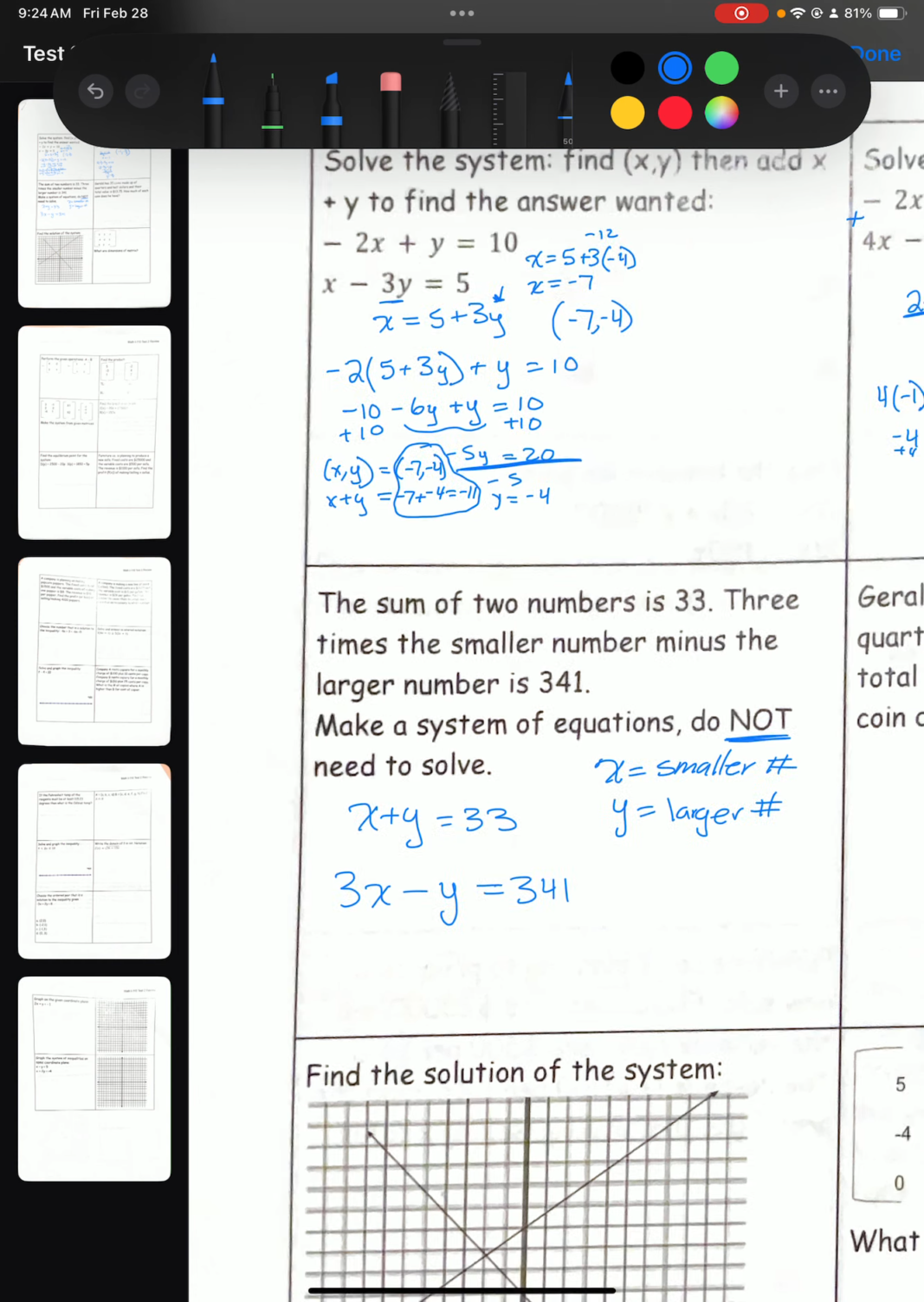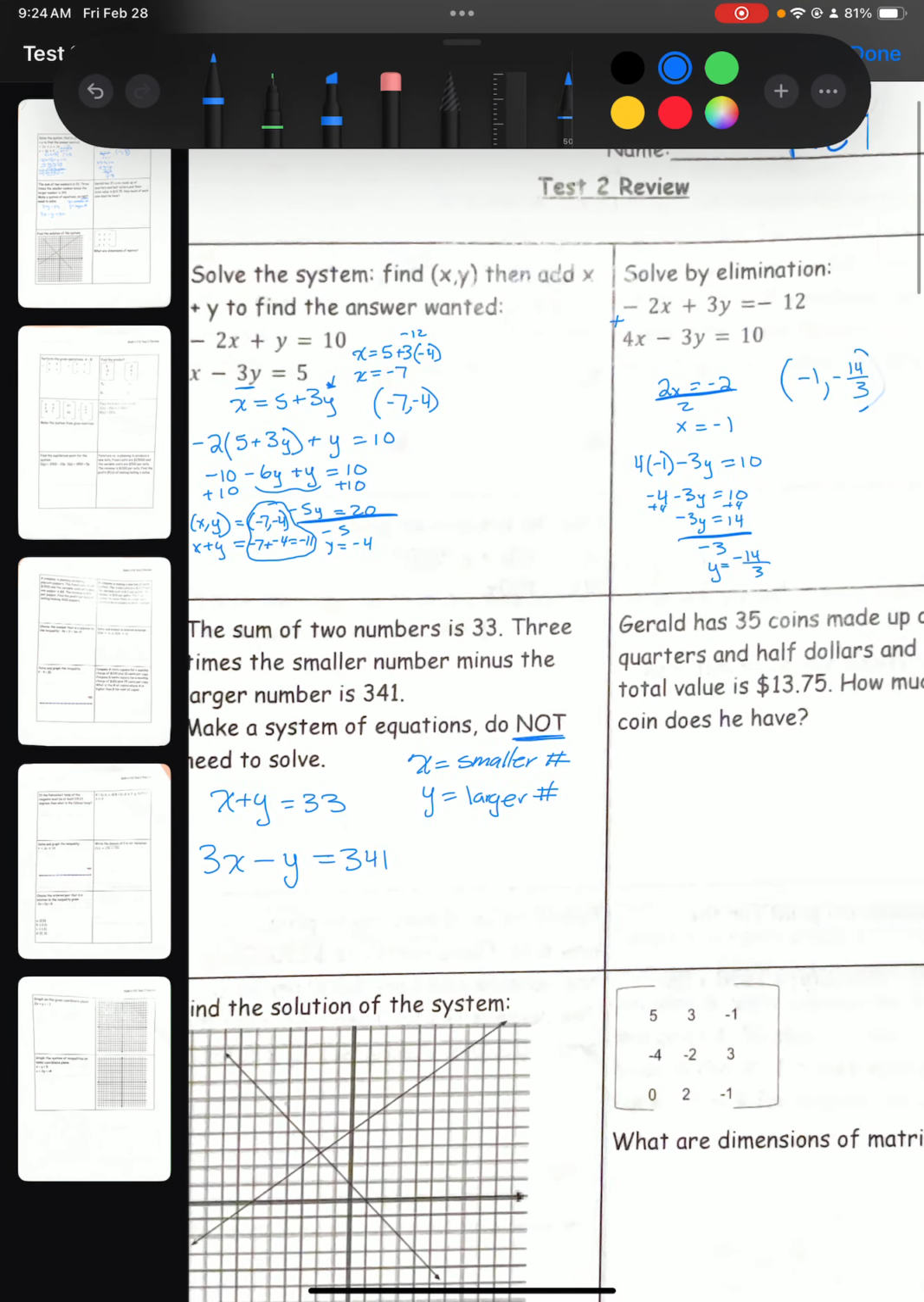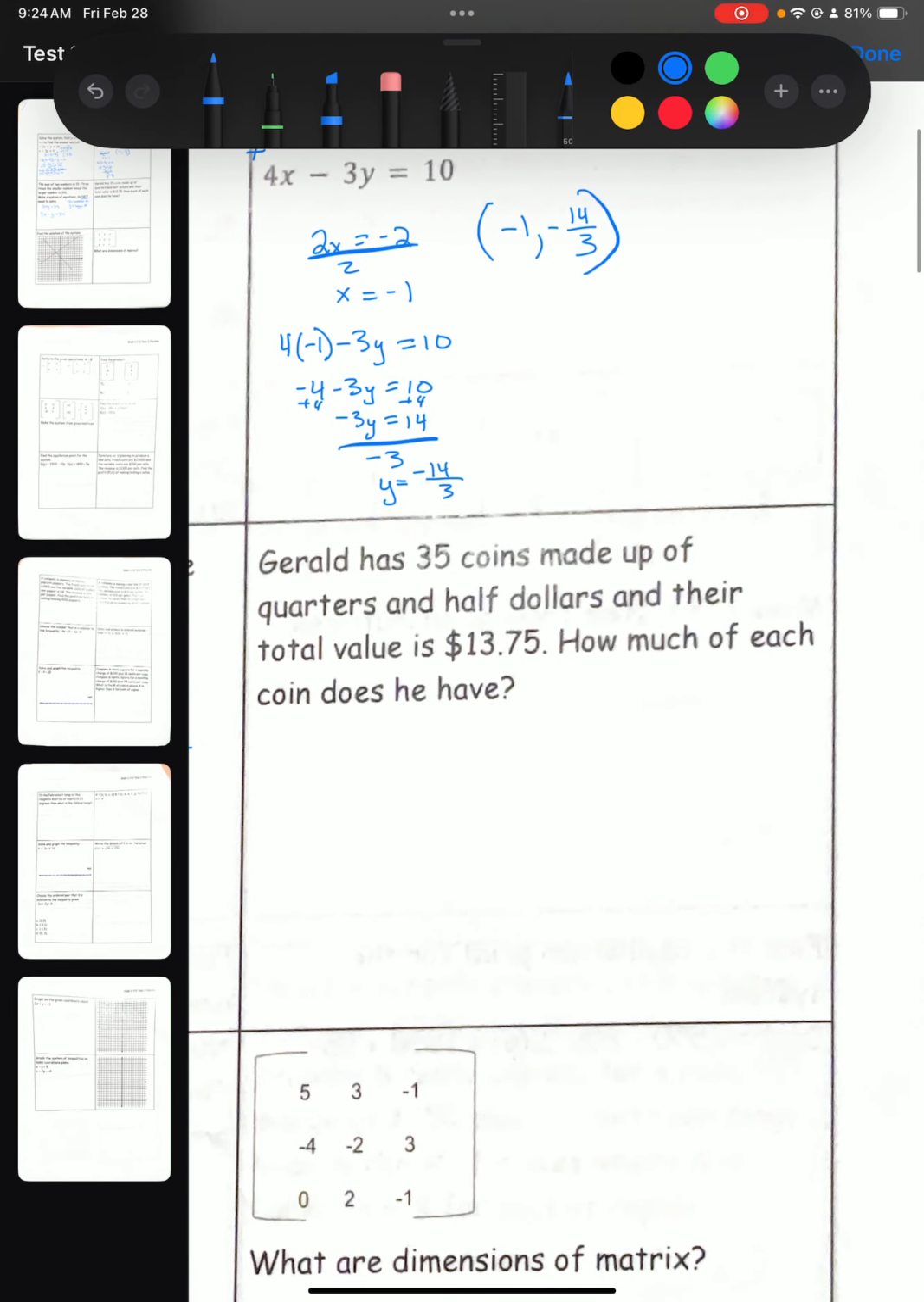So yeah, that's kind of how you would do that one. So again, you're just setting it up, not solving. Next one: Gerald has 35 coins made of quarters and half dollars, and their total value is $13.75. How much of each coin does he have? With this one, again, you're trying to set up equations.